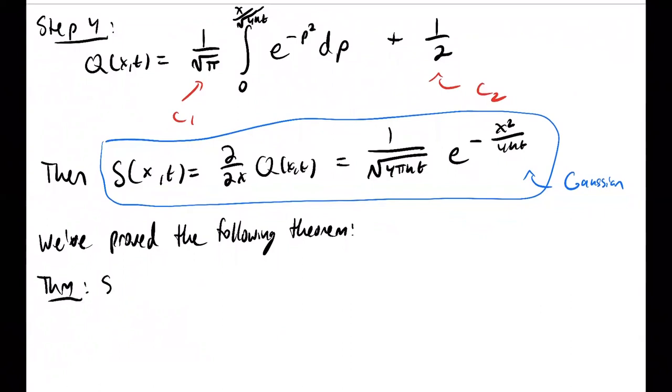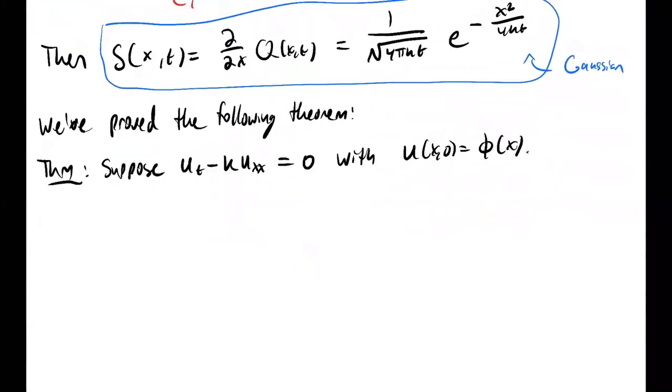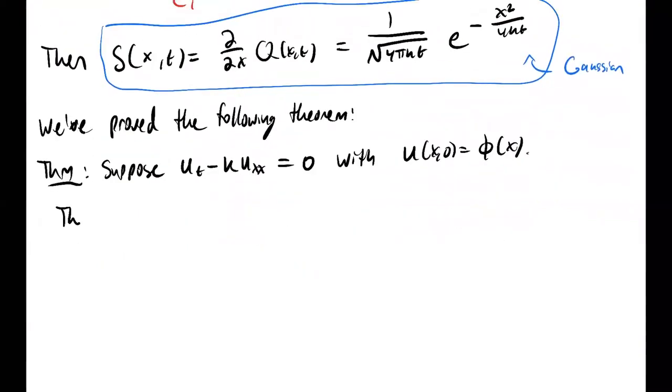Right, so suppose U is a solution to the diffusion equation. And suppose that when t is equal to 0, U is equal to this boundary function phi, meaning phi of x describes the initial state of your diffusion process. Well, then U of x, t is given as the integral from minus infinity.